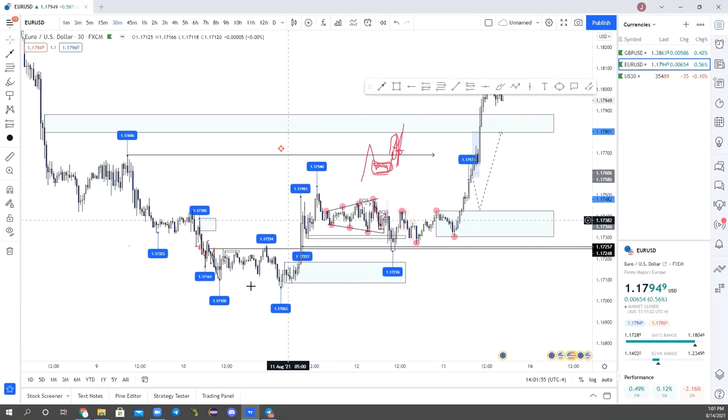So now this high is obviously invalid because whenever we got this push above, right, we broke this, but we also broke this here, right? So this is automatically invalidated. And after we invalidated this, that means this high is also invalid, right? So this high is invalid. Now we're trading right in here, okay? Trading right in here, knowing that this high is invalid.